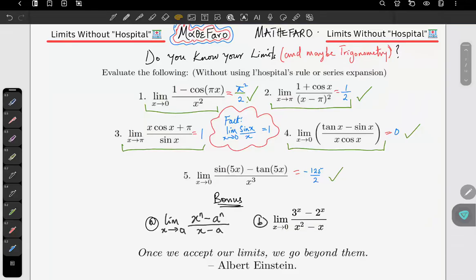So far in this playlist, we've been able to successfully compute the 5 limits in the problem set without using L'Hopital's rule or series expansion. And I've decided to add a bonus video where we also look at another limit question without using L'Hopital's rule. But this time around, it's a question that does not involve trigonometry at all.